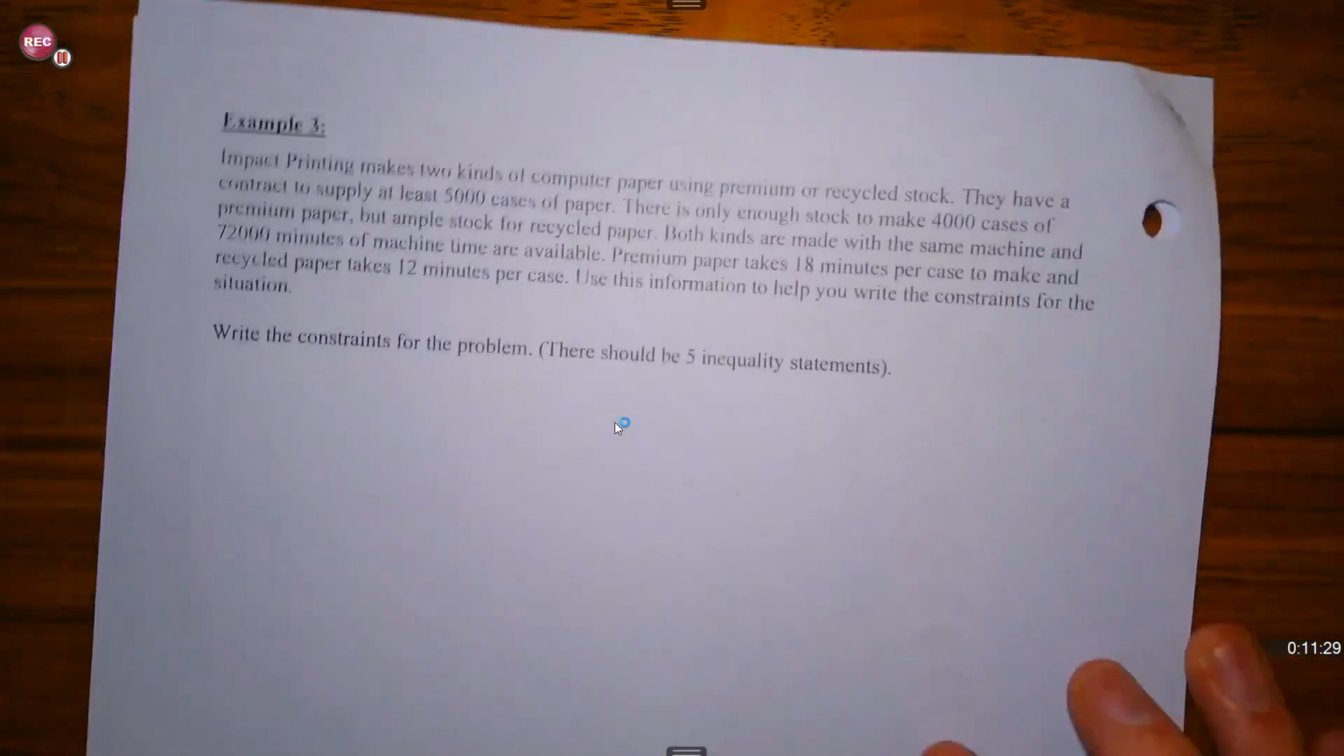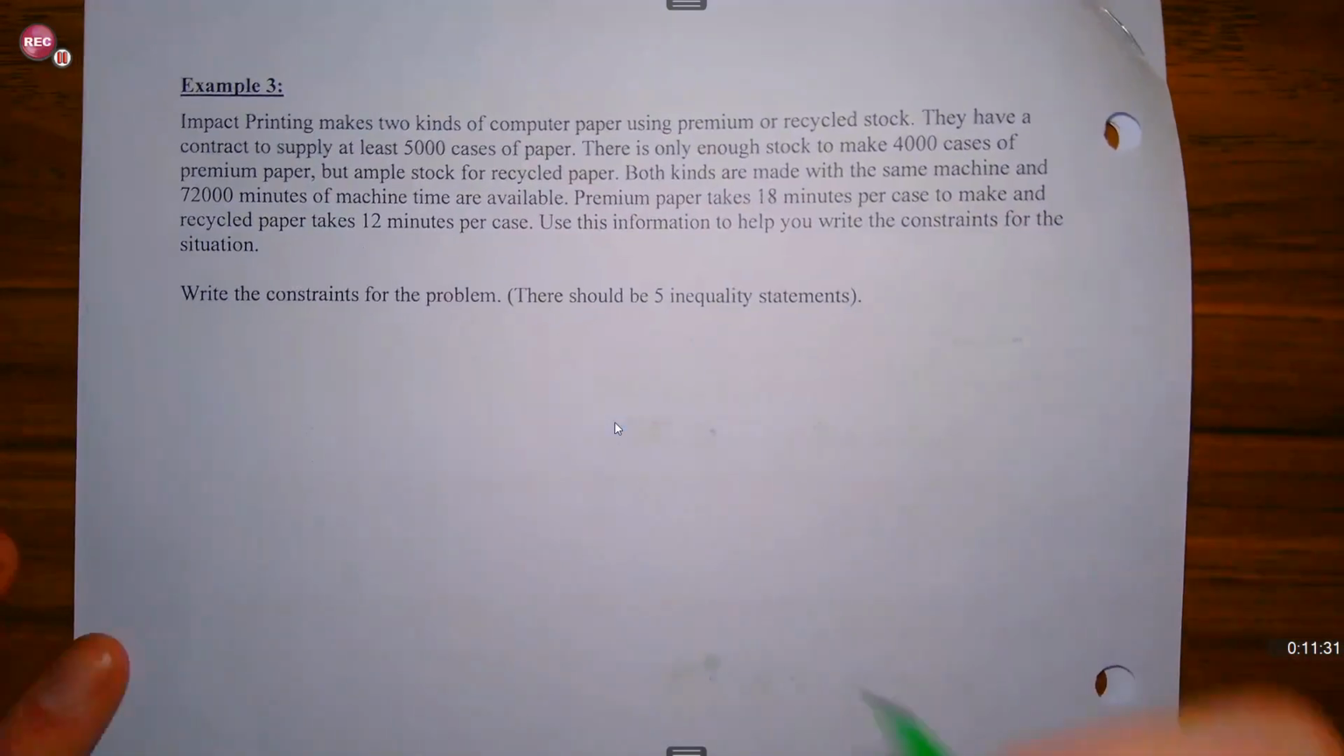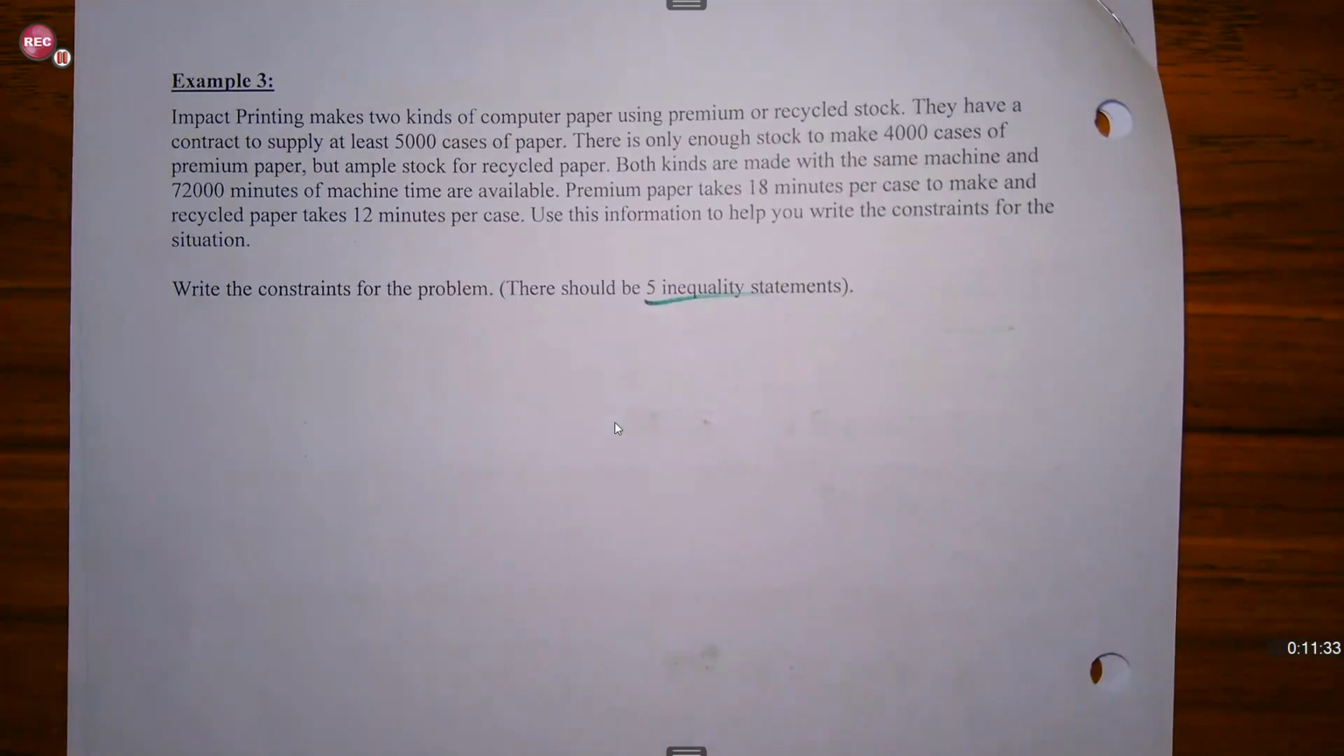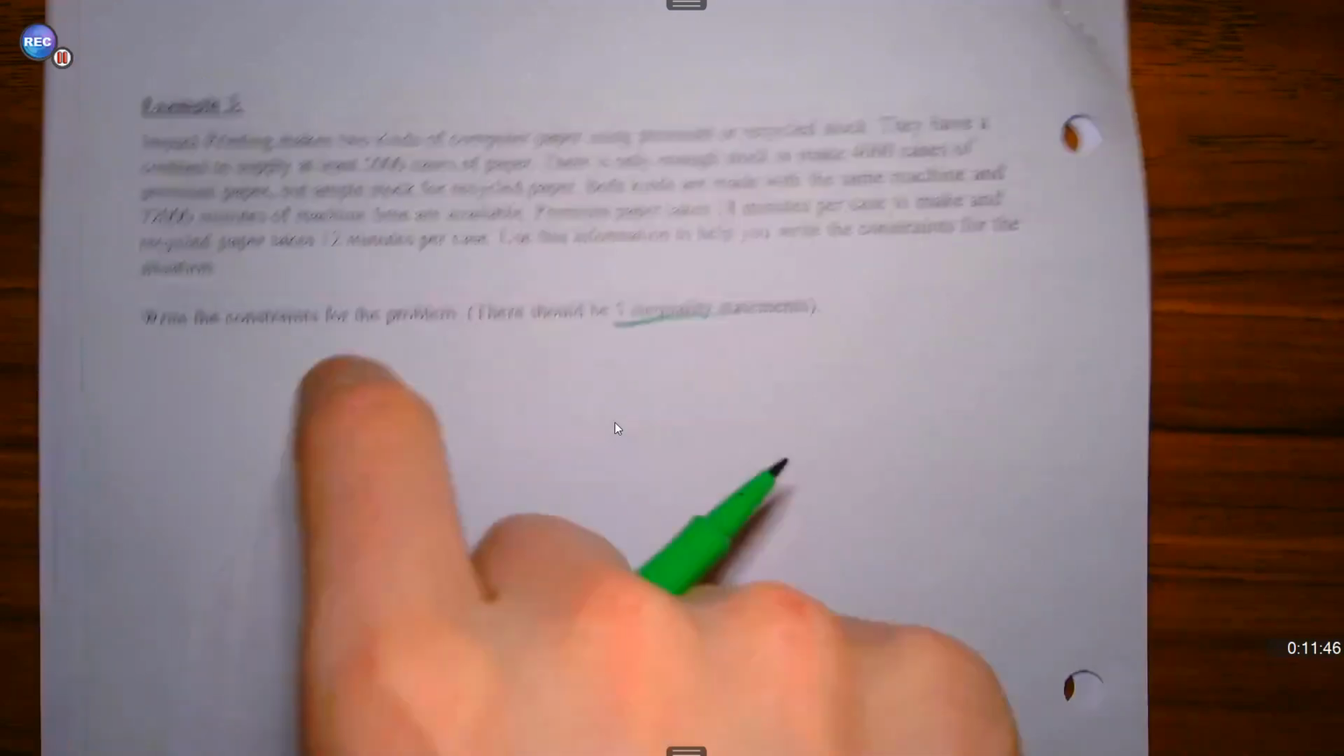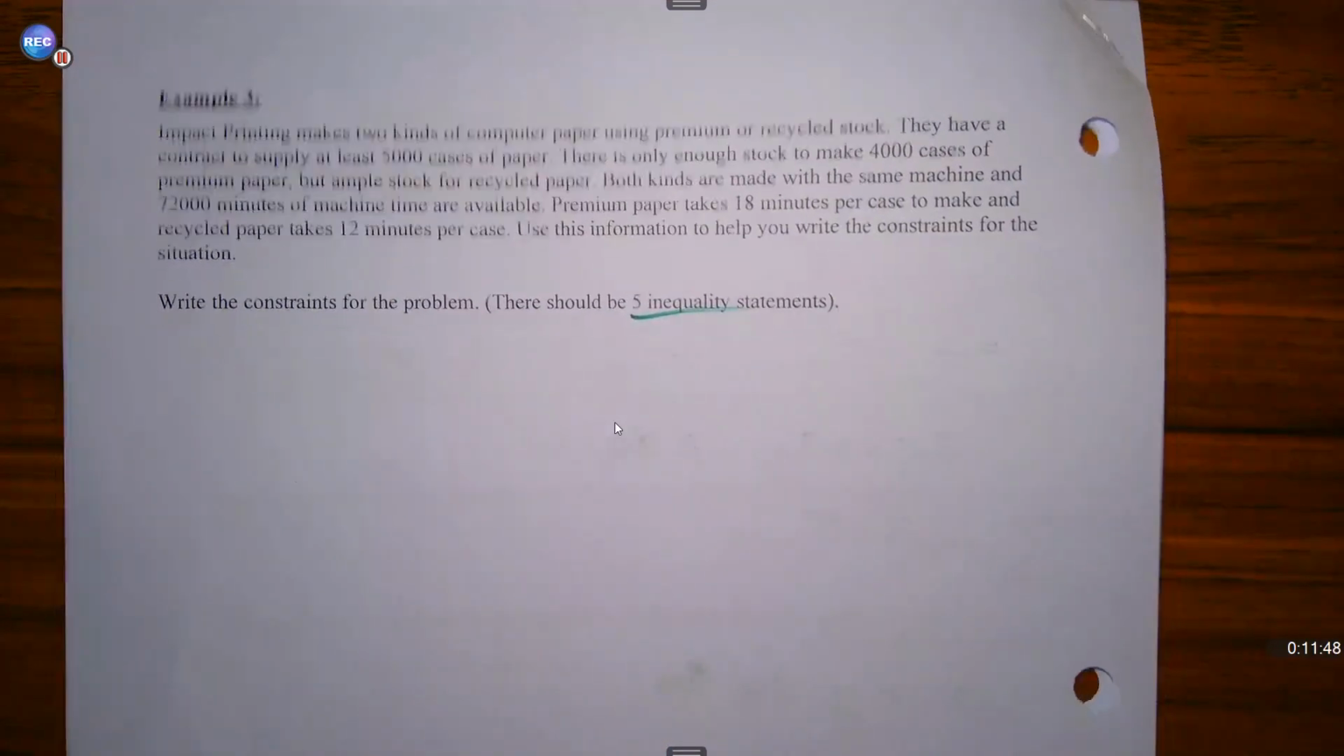Then let's do one more on the back, and this is kind of where we actually have to write out the constraints for the following problem. There should be 5 inequality statements is kind of the key here, okay? So, let's read it out, and let's underline our numbers, because those will probably be the things that we're going to need to come back to and revisit for our inequalities, because inequalities are made up of numbers.